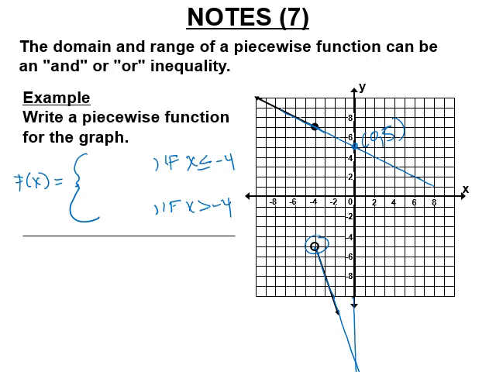But we'll start with the top one. You should be able to write the function for the top one. So we're going down 1 and over 2. So down 1 and over 2, that's a slope of negative 1/2. So this is f of x equals negative 1/2 x plus 5, right? If x is less than or equal to negative 4, right? So we had to extend this out to find the y-intercept.